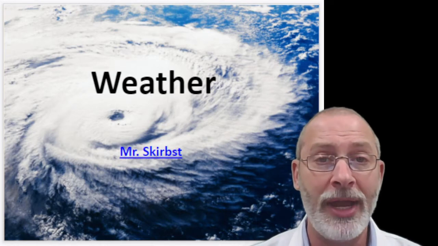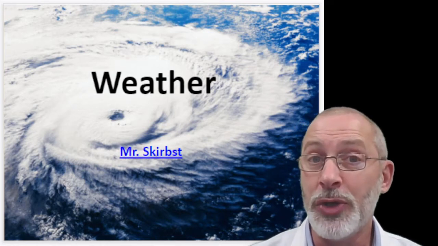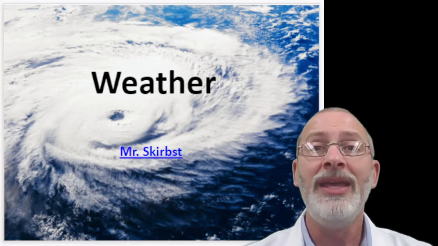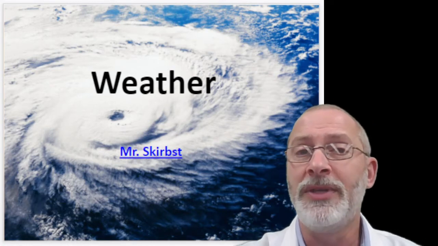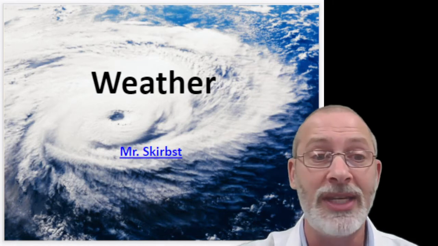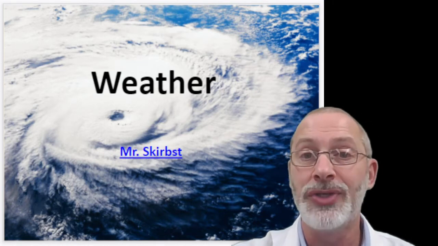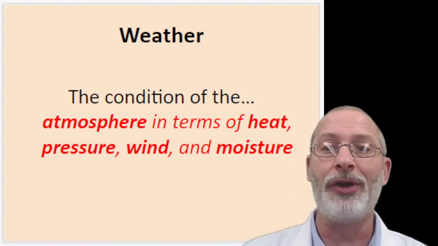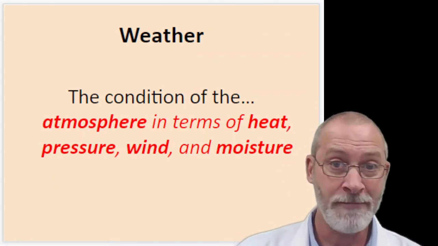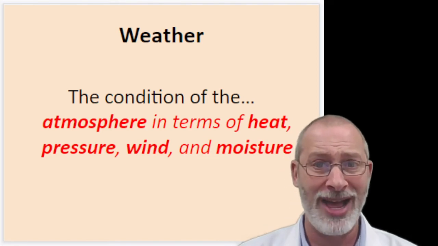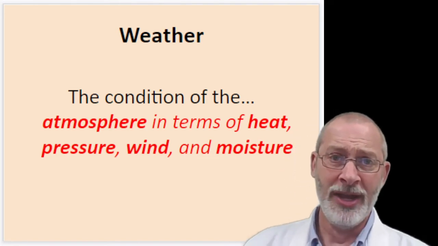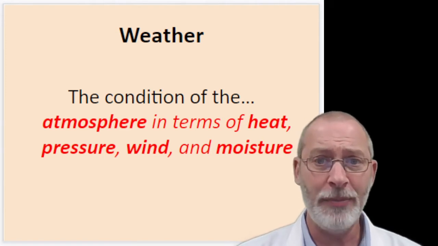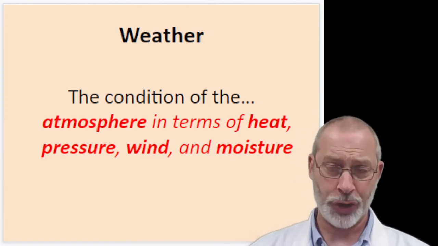Yesterday, you were able to check out some videos introducing this topic, some interesting things. And so we're going to explore some of that material and we're going to summarize it here in our notes now. So let's begin with basically a definition of what weather is in the first place. Weather can be defined as the condition of the atmosphere in terms of heat, pressure, wind, and moisture.